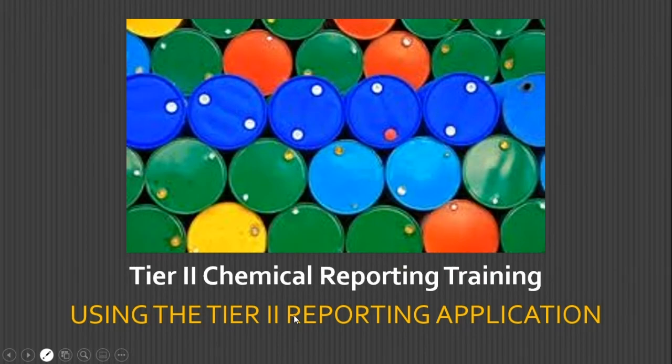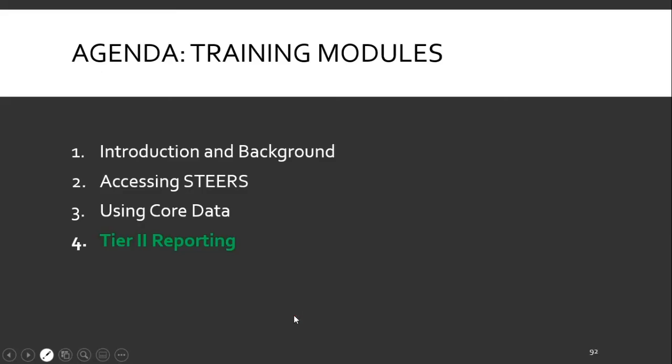Here we are now with the Tier 2 chemical reporting training on using the Tier 2 reporting application. So we have previously gone over the introduction to the program, how to create and access a Steers account, how to use the Tier 2 core data application to create and affiliate agency numbers. And now we're proceeding on to how to actually use the Tier 2 reporting application to create, fill out, submit, and then export Tier 2 reports.